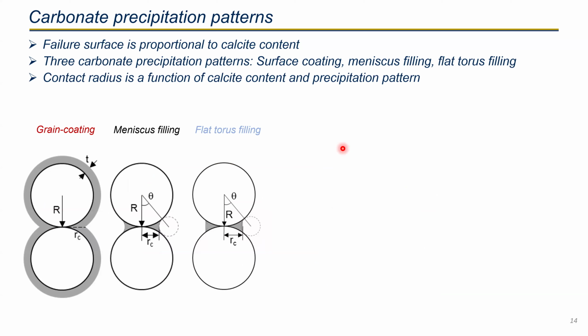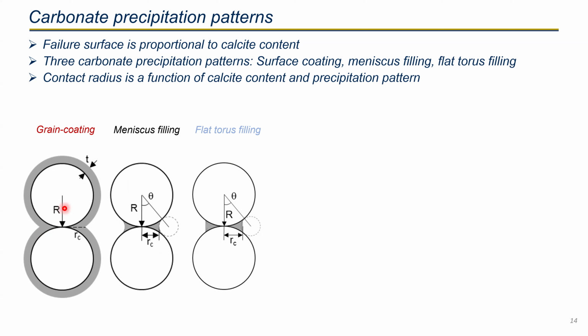And based on that, we investigated the precipitation patterns. There are 3 calcite precipitation patterns. The first one is the grain coating. In this cartoon, the white circle represents the sand particles, and the gray one indicates the calcite. So the first precipitation, the grain coating, is where the calcite precipitates uniformly on the soil surface by coating the grains. And the second mode was meniscus filling, where the calcite only precipitated at the meniscus at the contact. And the third mode was flat torus filling, where additional calcite was precipitated around the contact.